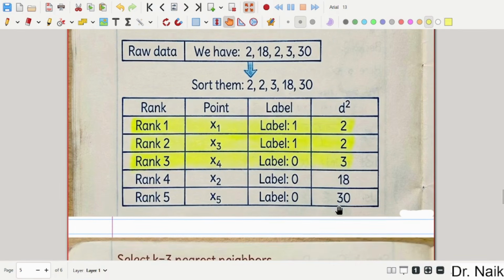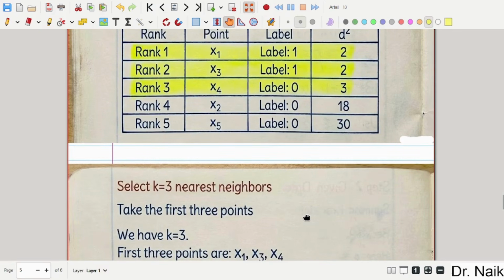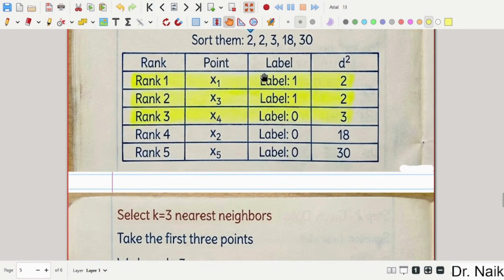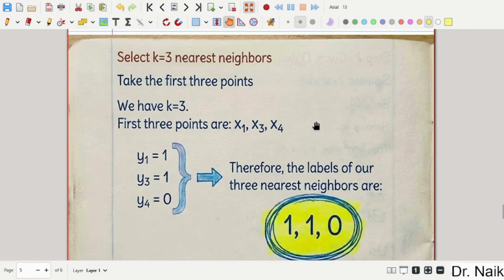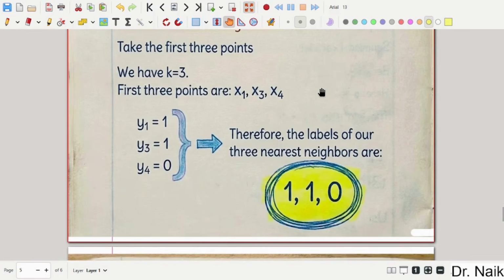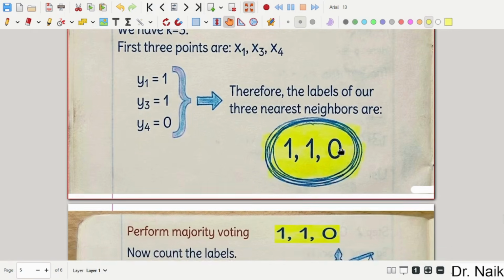The question has given k equal to 3. That means we consider the first 3 training points. The first 3 training points are x1, x3 and x4, and their corresponding labels are: x1 label is 1, x3 label is 1 and x4 label is 0. So we will consider the labels 1, 1 and 0.